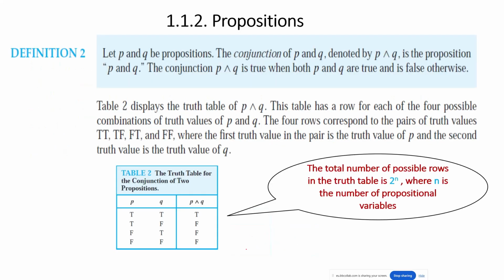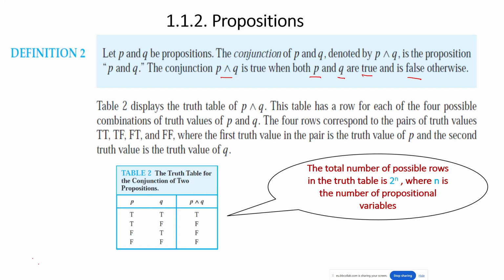Okay, then we have another operator, which is the conjunction. It's represented with this symbol, and this is the equivalent of AND. P and Q. This is going to be true when both P and Q are true. For everything else, it's going to be false.